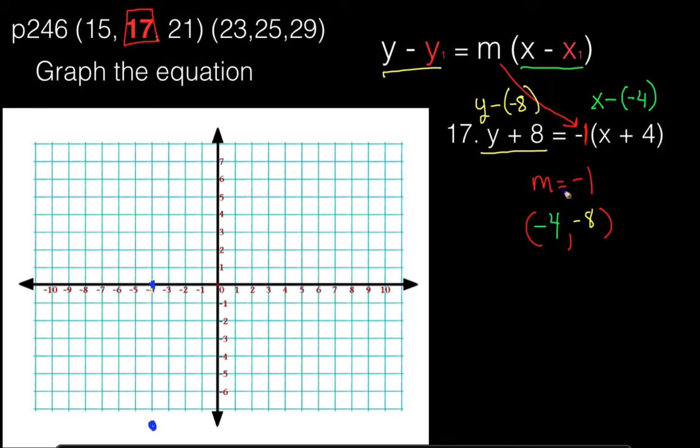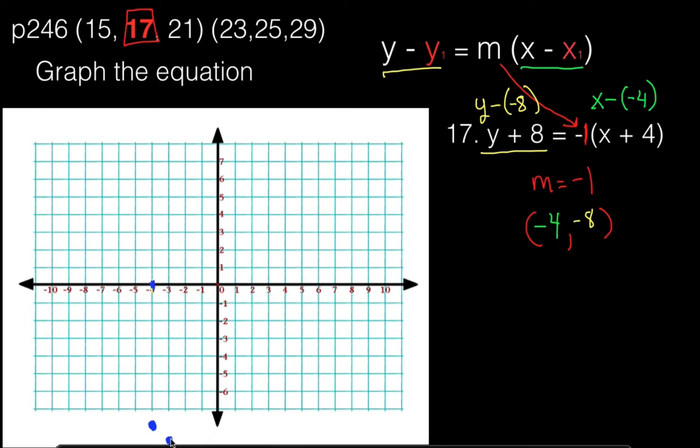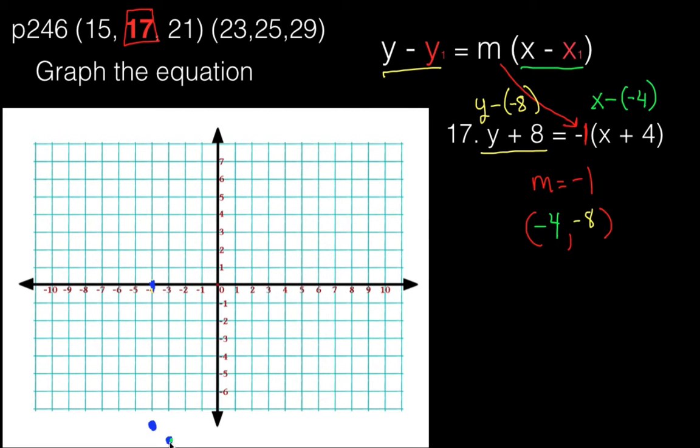Unfortunately, my slope is negative 1, which means I need to go back down and then over 1. So it would be right about here. Actually, that's okay. It's still in my graph, so I can still draw my line. So there's my 2 points, and now I want to draw my line. So my line would start right here, and it would just go on forever in that direction. And there it is. That's my line for this given equation.